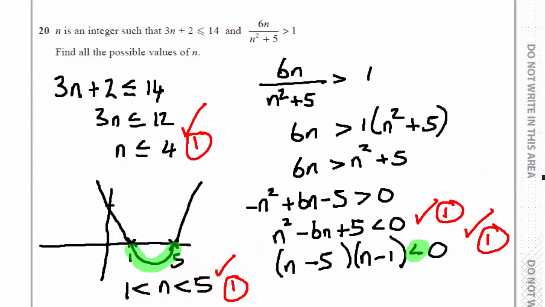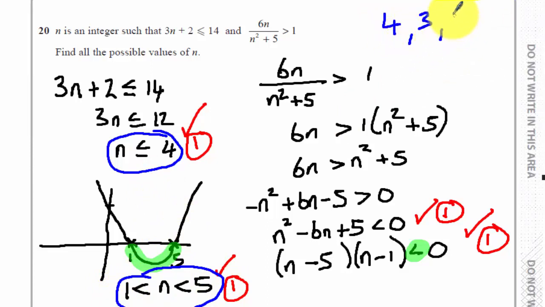To get the final mark, I just need to compare my two answers, so this one here and this one here, and the values of n that satisfy both are 4, 3, and 2. And there is my fifth mark.